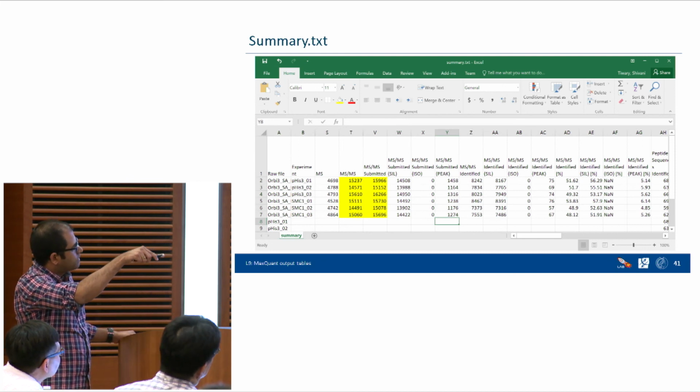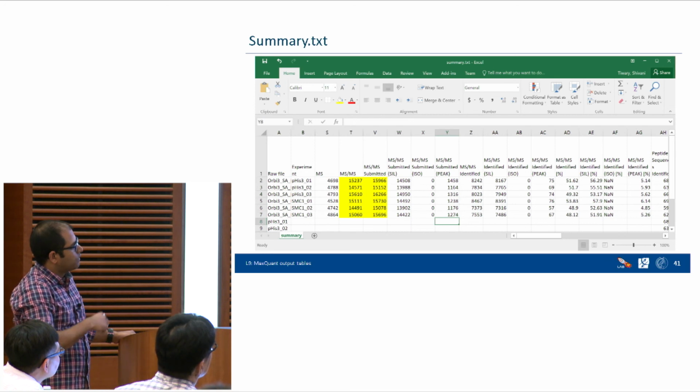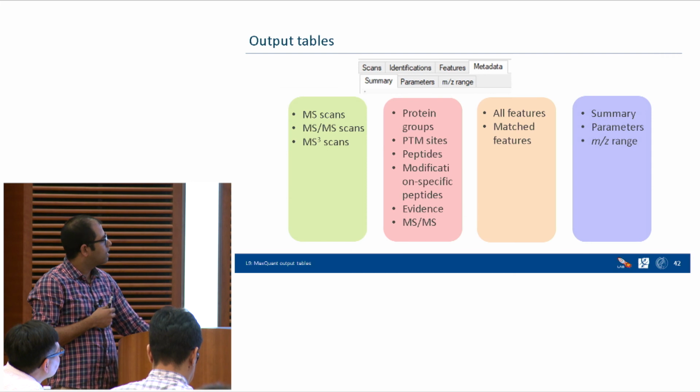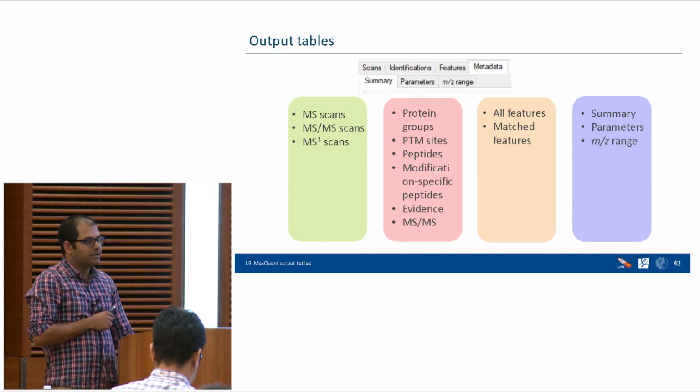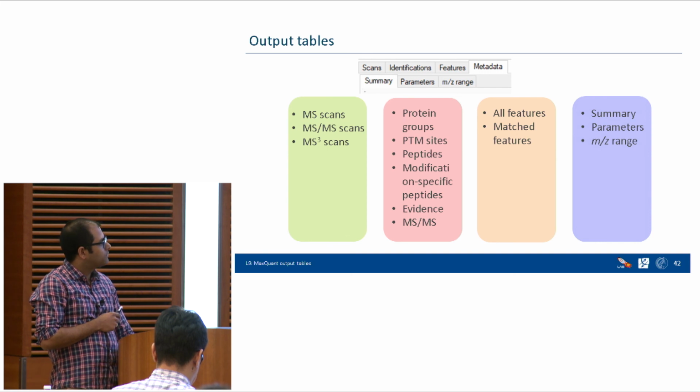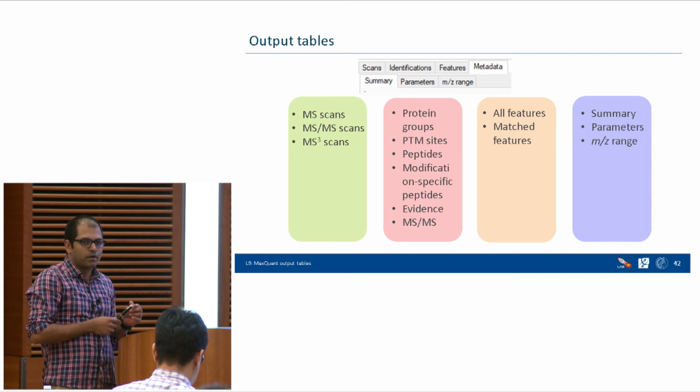And then the identification rate can also be a good indication of how well the machine is performing, right? Yeah, so these are all the kinds of tables that you can get from all the processing.